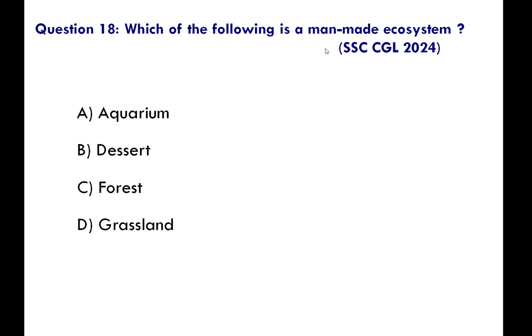Which of the following is a man-made ecosystem? And the options are aquarium, desert, forest, or grassland. So the correct option is A, that is aquarium.